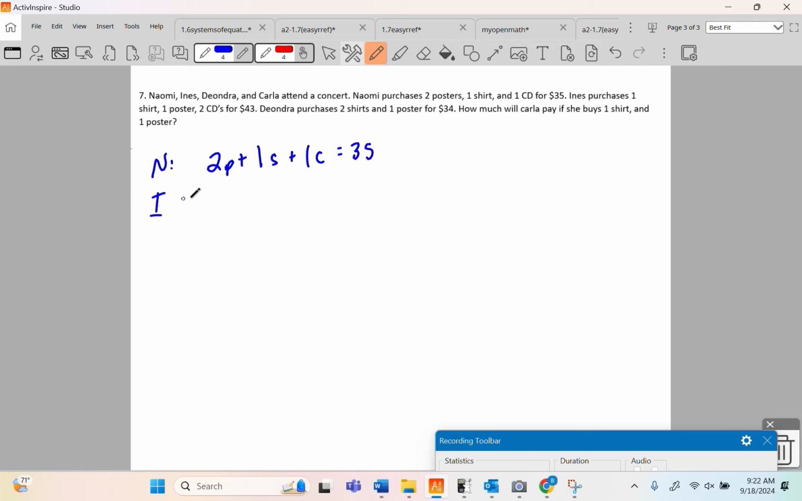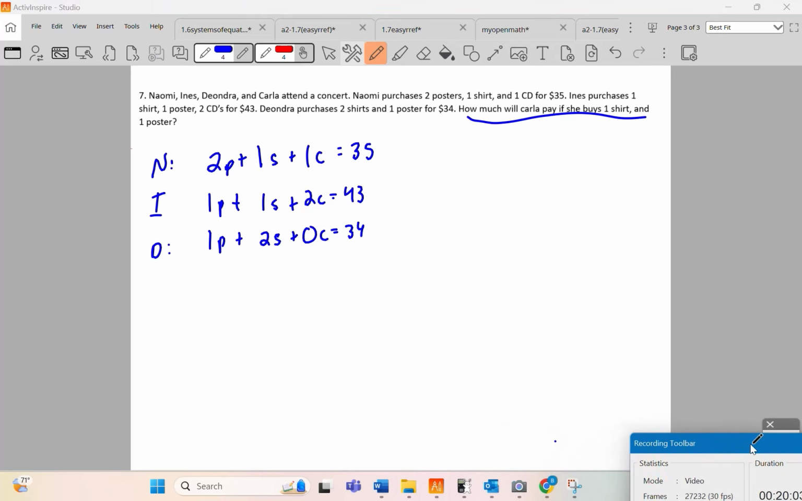Ines, 1 shirt, 1 poster. Notice I'm writing things in standard form, plus 2 CDs for 43. And then we have Deandra, who purchases 2 shirts, 1 poster, no CDs for 34. And the question is, what's Carla going to pay? So there's no 4th equation. It's just this. Even if there was a fourth equation, it's only 3 variables, we could throw one of them away. That's how this stuff works.